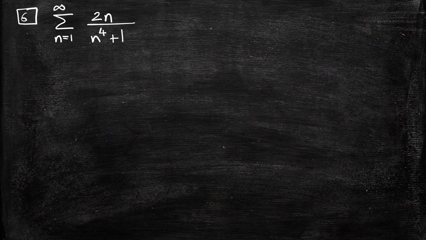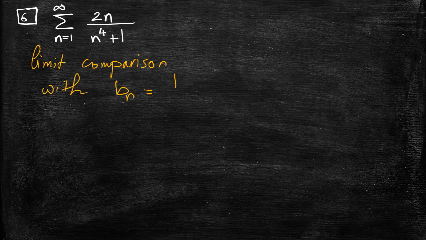Number 6, we have 2n over n to the power 4 plus 1. Again, if we have polynomial over polynomial, don't think about anything other than the limit comparison test. So here I need to compare. I will use the limit comparison with bn equal to the p-series 1 over n to the power p, and p is 4 minus 1, which is the difference between the powers. Again, denominator minus numerator. So this will be 3, greater than 1, which I'm comparing with 1 over n cubed.